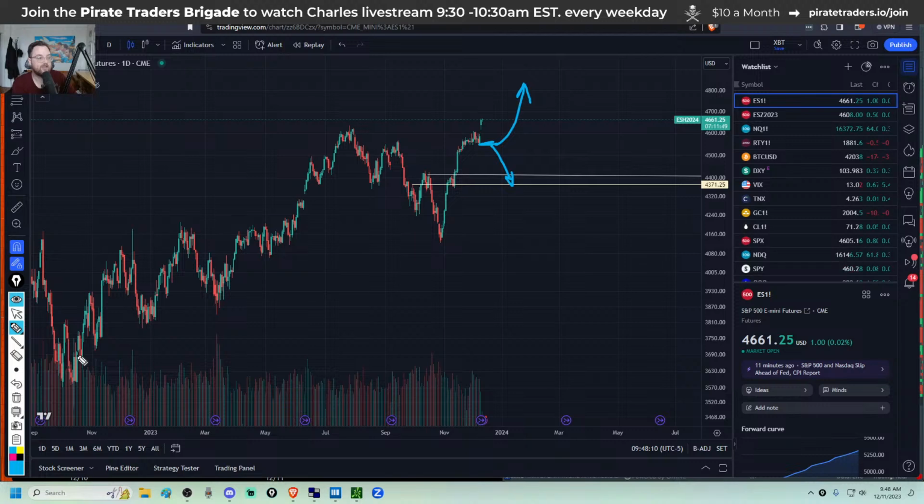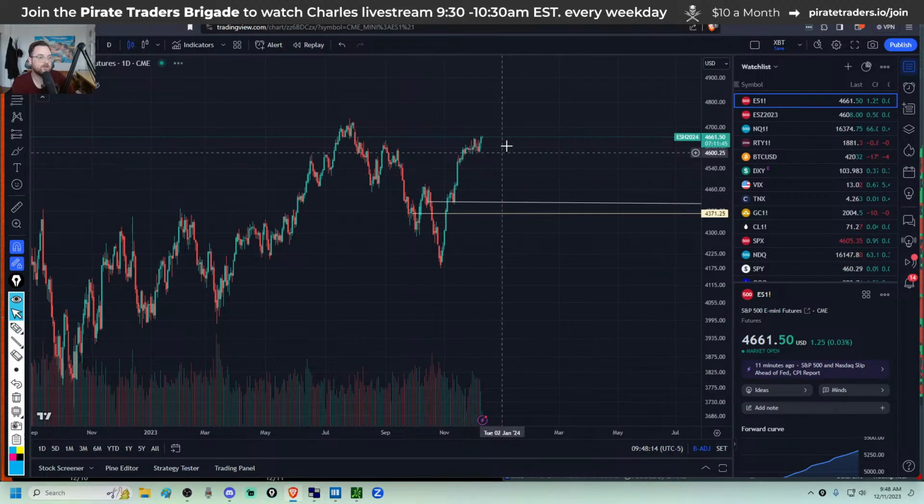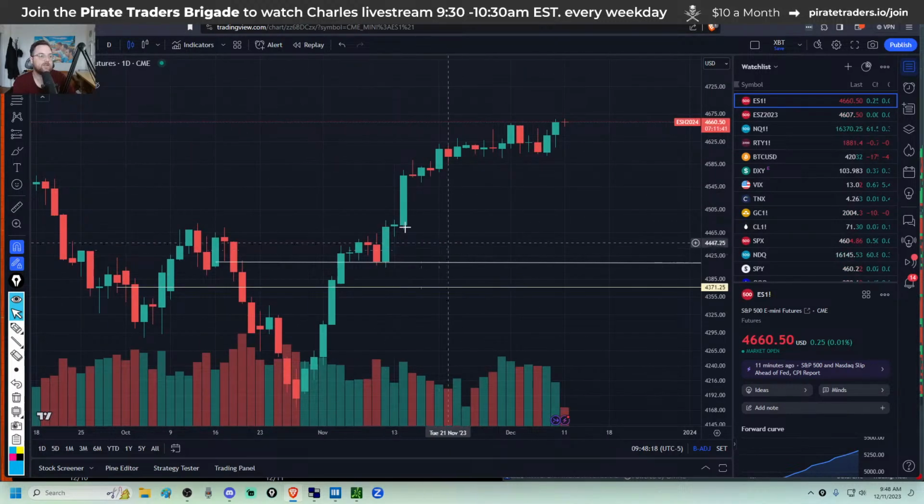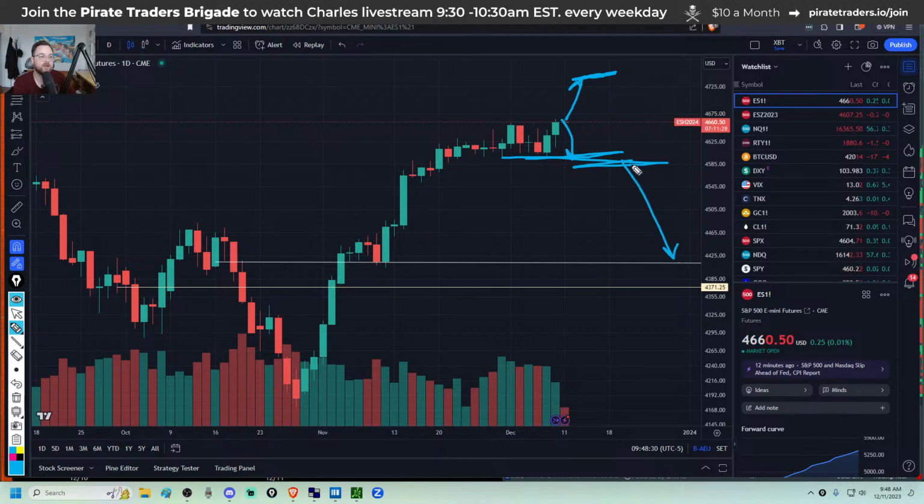So that sets us up for either, this is so confusing when I'm looking at the new contract. Let me go to the old contract. Does that make sense, guys? So we're either set up for, we push up here and then Powell speaks and we're all the way up here, or we pull right back down to the lows and then we're down here when he speaks, which sets us up for the next break.